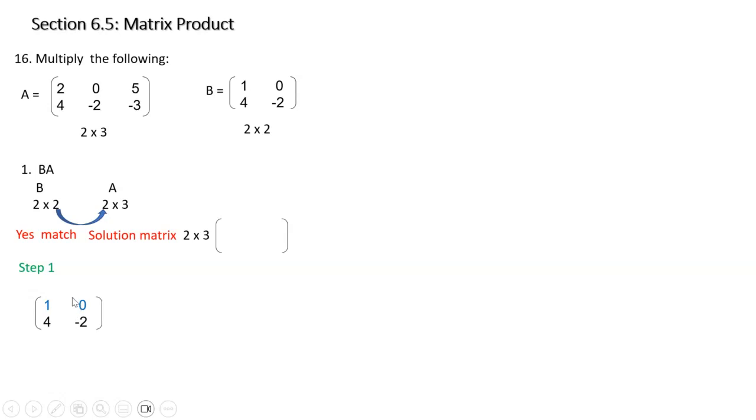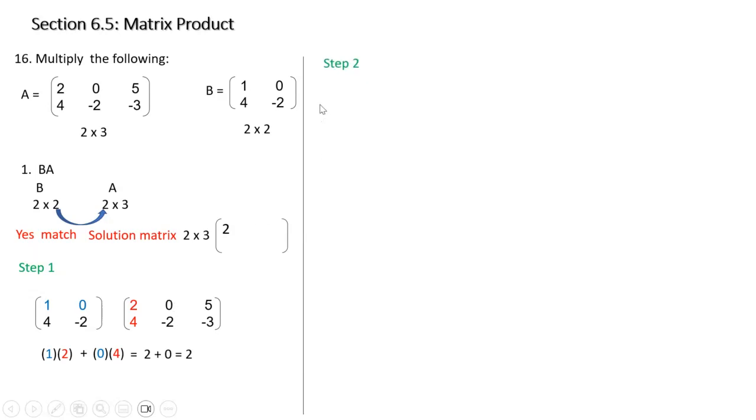So this, I'm going to do it in a few steps. So step 1, here also, guys, I'm going to use color code because the rule is that I'm going to multiply row 1 times every column. So it'll be 1 times 2 plus 0 times 4, which gives us 2 plus 0. The answer is 2, which means 2 will be on the first slide right there. Boom. Now comes step 2. I'm going to multiply the same row, but now times column number 2. It's going to give us 1 times 0 plus 0 times negative 2, which is 0 plus 0. The answer is 0, so the 0 will be on the first row, second column.